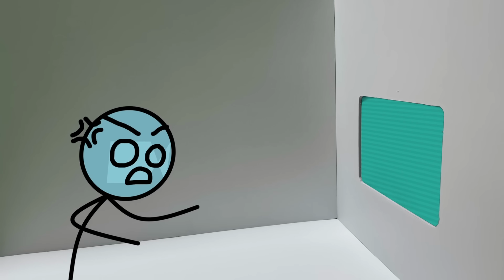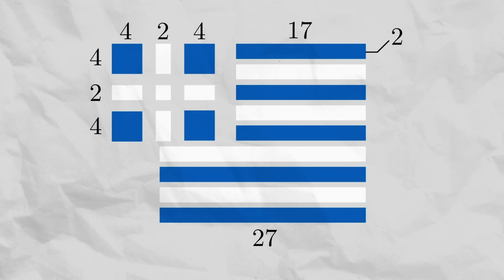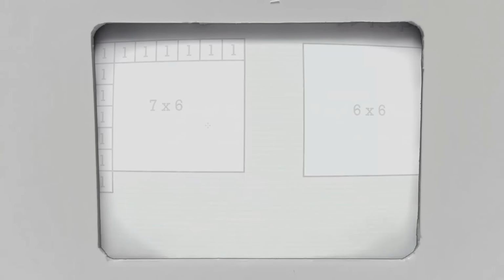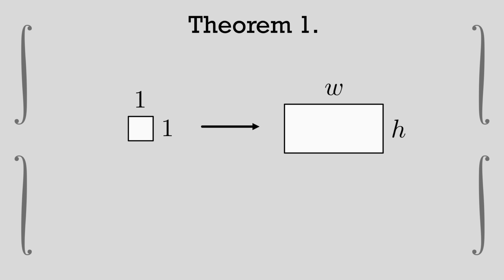Okay, you're annoying. Then how about this? I can draw any flag that can be broken into rectangles whose width and height are integers. And why is that? Well, I just showed you. Just make a square and copy it, and then you can make any rectangle you want. Theorem 1. Given a square with length 1, we can create a rectangle with width w and height h for any 2 positive integers w and h.